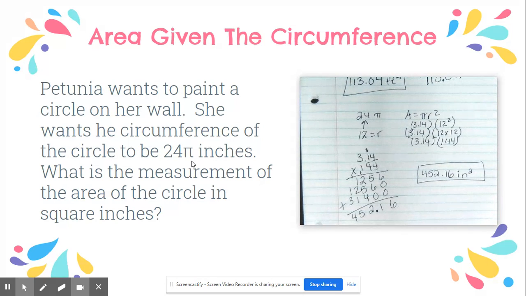That's all we had to do here. So make sure you remember: look at the number that's attached to the pi, take half of it, and then plug it in as the radius in your area formula. That's all you've got to do there.